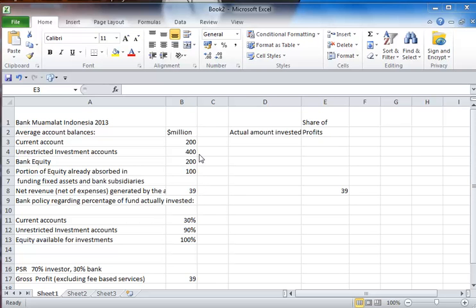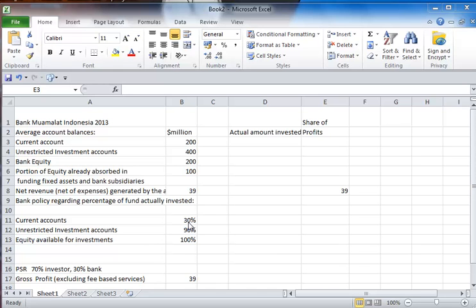Same thing for bank equity: 200 million, of which 100 million is already used to buy fixed assets. What it means is, for the unrestricted investment account, of the 400 million average deposit, only 360 million is actually invested, because the other 40 million is kept for liquidity and statutory reserve requirements.